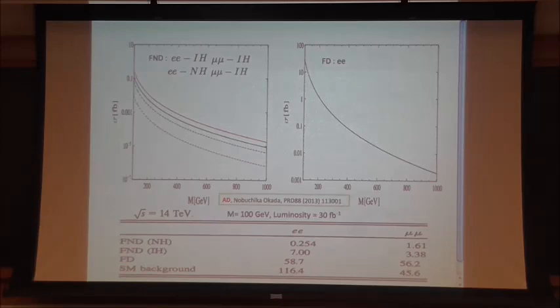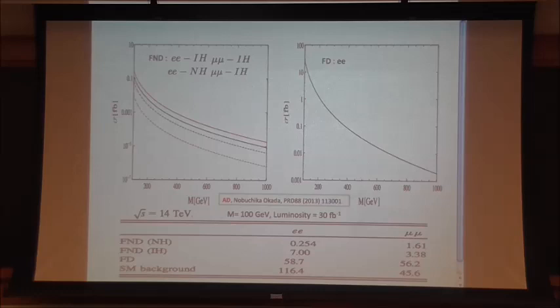So we have seen that the number of events for the electron-electron and mu-mu cases at 30 femtobarn inverse with m equal to 100 GeV is much lower than the standard model backgrounds. Though the muon case is a little better than the electron case, the flavor non-diagonal cases are almost hopeless. But the flavor diagonal case has some comparable significance with the standard model backgrounds.